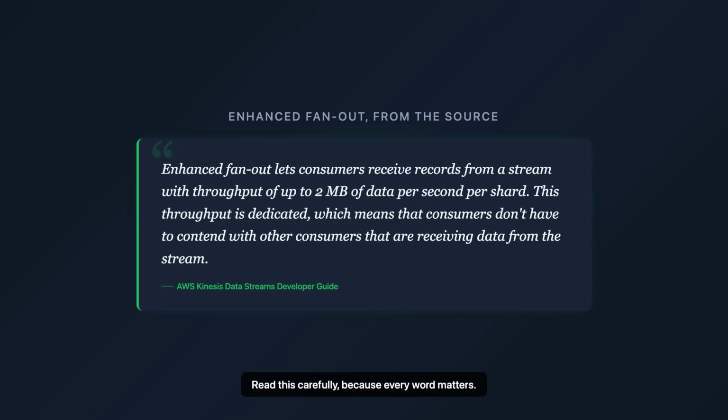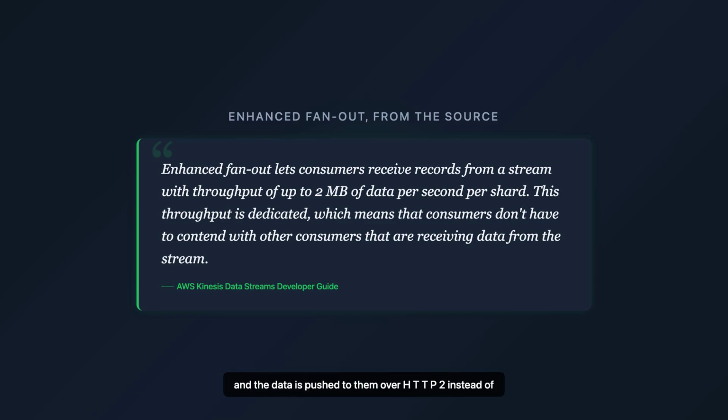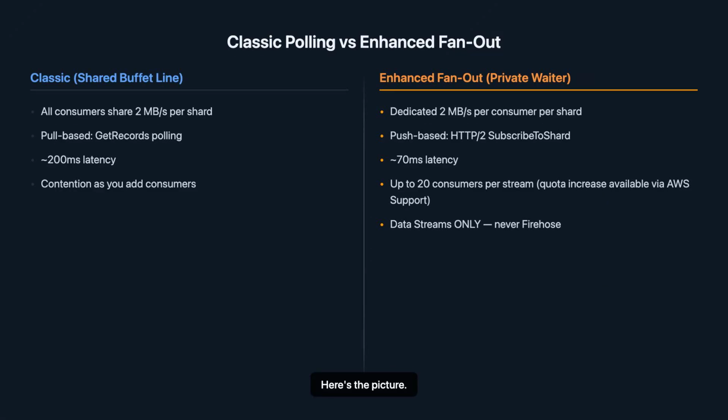Read this carefully because every word matters. 2 megabytes per second per shard, dedicated per consumer. In classic Kinesis, all your consumers share that 2 megabytes. Add a 5th consumer and everyone slows down. With enhanced fan-out, each registered consumer gets its own private 2 megabytes per shard, and the data is pushed to them over HTTP2 instead of being pulled. And this feature, critically, is data streams only. Firehose has no fan-out concept whatsoever. Here's the picture. Classic Kinesis is a shared buffet line.